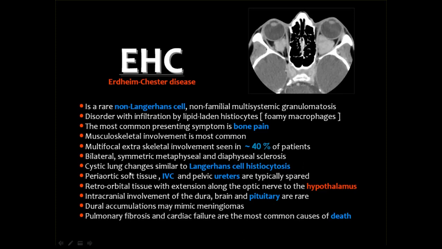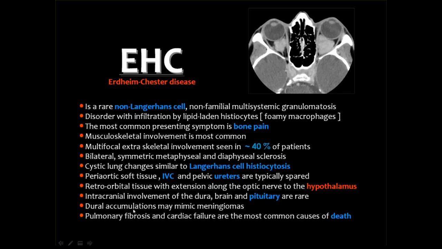Also, some lesions will appear in the lung, which are similar to histiocytosis of the lung in the form of multiple cystic diseases. Then retroorbital soft tissues with extension along the optic nerve to the hypothalamus, and this is an example. These soft tissues are bulky and strongly enhancing, and on MRI you see a significant low signal intensity on T2 weighted image. Intracranial involvement of the dura and the brain or the pituitary gland is rare.